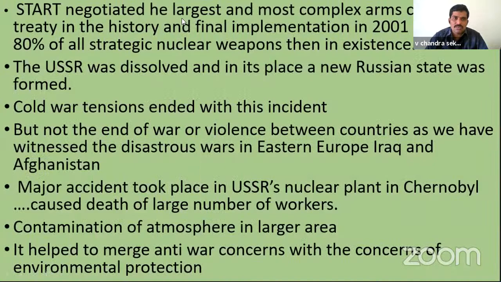START negotiated the largest and most complex arms control treaty. 80% of all strategic nuclear weapons had to be controlled up to 2001. The final implementation happened in 2001. The USSR was dissolved and in its place a new Russian state was formed. In 1991, the USSR collapsed and formed a new Russia, and some of the countries liberated from the USSR came out of the Union.